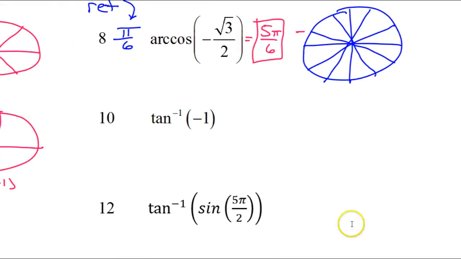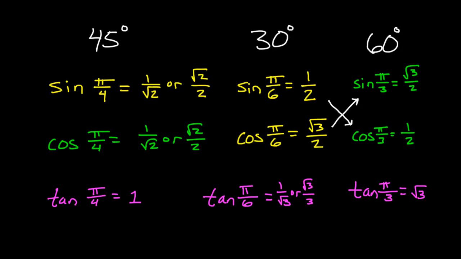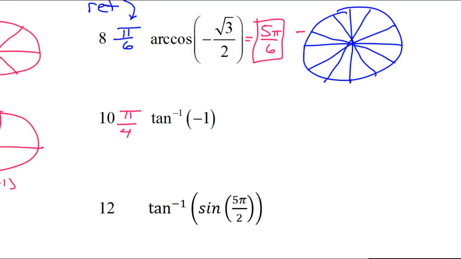Number 10. Inverse tangent of negative 1 is simply the angle whose tangent is negative 1. Forget the negative sign for a second. What angle has a tangent of positive 1? I'm hoping that you've memorized that that is pi over 4. All right, it's on the chart. Tangent of pi over 4 is 1. That's not going to be the answer, because that would give us positive 1.